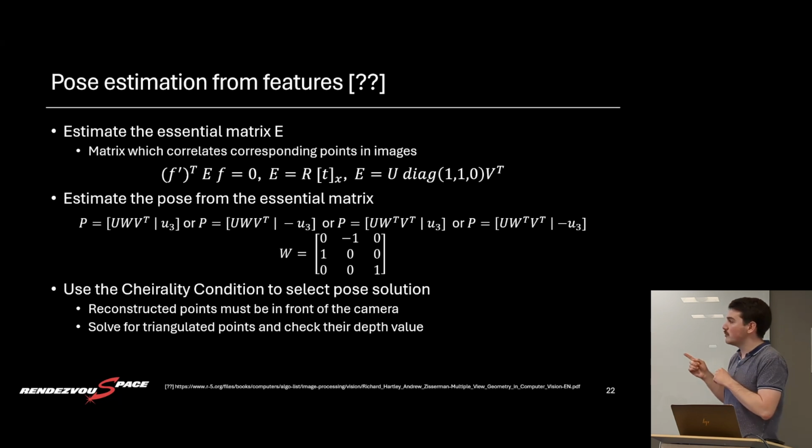Once we have the essential matrix, we can estimate the pose from the essential matrix, and you get 4 solutions. And we'll use the chirality condition to select the pose solution. And what this basically is, you reconstruct the points using triangulation, and then you make sure that they're in front of the camera. So if they're not in front of the camera, then it's probably not the right pose.